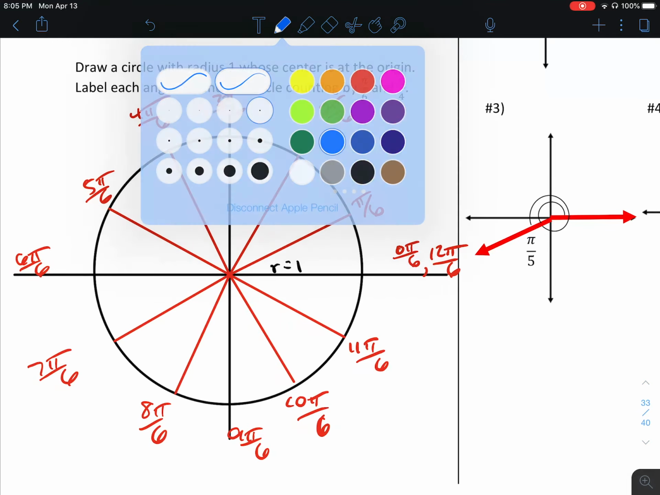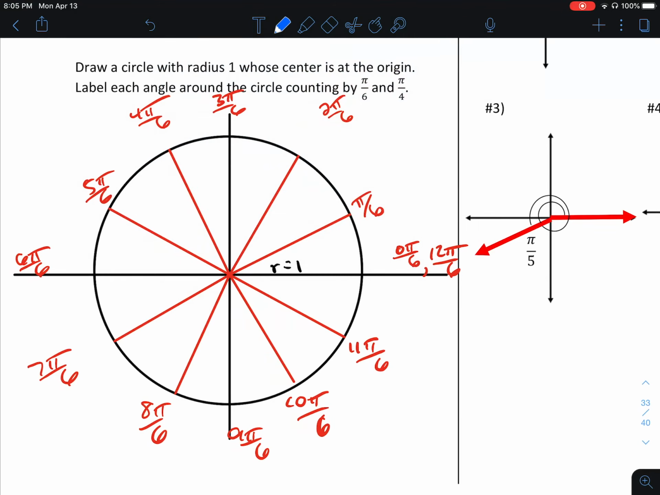Now, if we do reduce these fractions, which we want to, 0 pi over 6 is 0. 1 pi over 6 is fine. 2 pi over 6 reduces to pi over 3. You can divide top and bottom by 2. 3 pi over 6 reduces to pi over 2. You can divide the top and bottom by 3. 4 pi over 6 reduces to 2 pi over 3. 5 pi over 6 doesn't reduce. 6 pi over 6 reduces to pi.